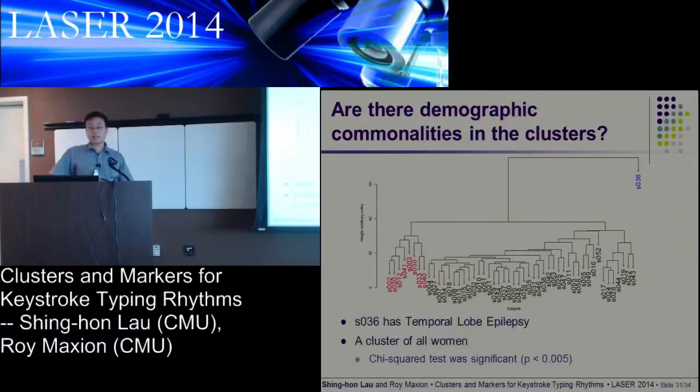I mentioned that the cluster here in red is a cluster of all women. And we did a chi-square test to see if it was just by chance or not. It turns out that it's highly unlikely to be due to chance. The p-value here is less than 0.005. But unfortunately, there are also women scattered amongst the black labels here. So there's not a perfect correspondence between membership in this cluster and being a woman. We searched through the rest of our demographic information to look for anything that might explain it, but we weren't able to find anything. So this is still a bit of an open question.